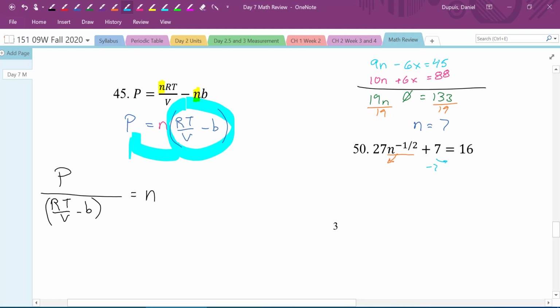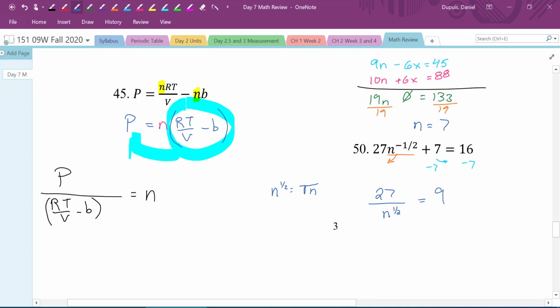So I'm going to subtract 7 from both sides. So we're going to get 27 n to the 1/2. Now n, oh that's funny, n to the 1/2 is the same thing as the square root of n, right? Just so we're on the same page. I'll keep it as 1/2, but there we go. And that equals 16 minus 7. So 16 minus 7 would be 9, right?